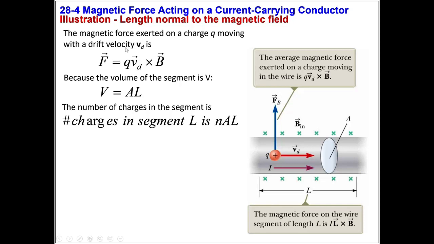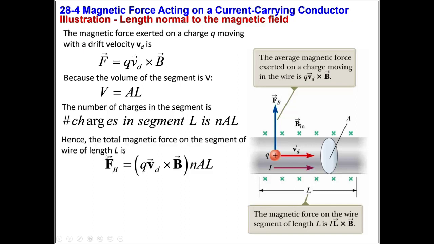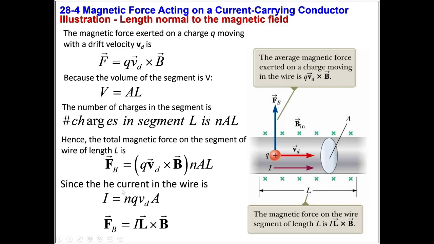Each one of them will experience this force. So what we do, we multiply this force by this number, NAL, to get the total force. So that means the total force that this element of wire experiences is QV crossed with B times this number, which is the number of free charges per unit volume, times the volume of the element, which is the cross-sectional area times L.